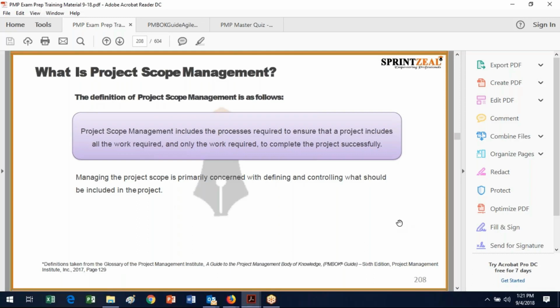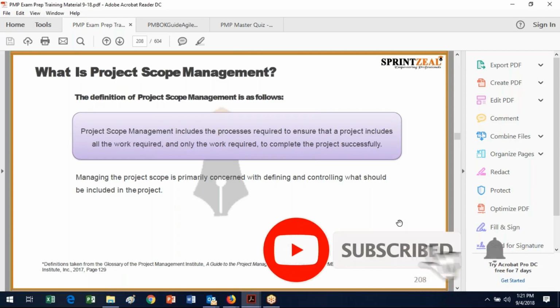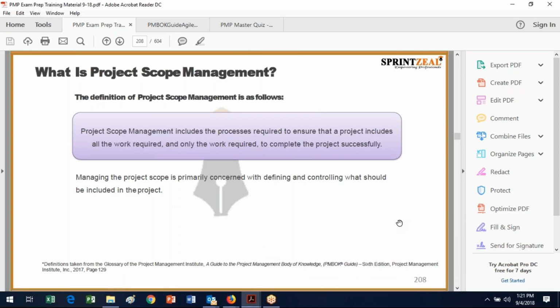Okay, so definitionally, I'm going to read the purple box. Project scope management includes the processes required to ensure that a project includes all the work required, and only the work required, to complete the project successfully. So basically, managing the project is concerned with controlling what should be in the scope of the project.